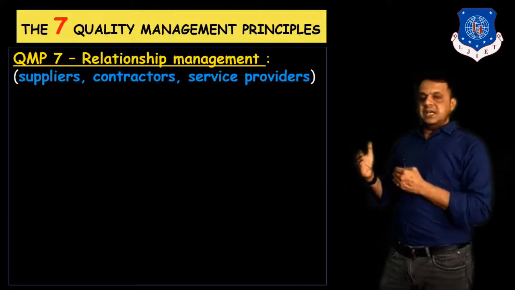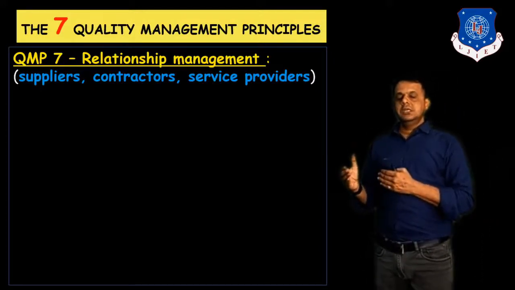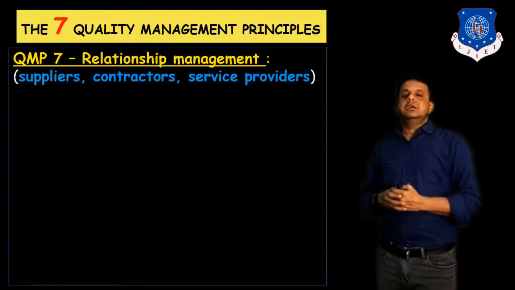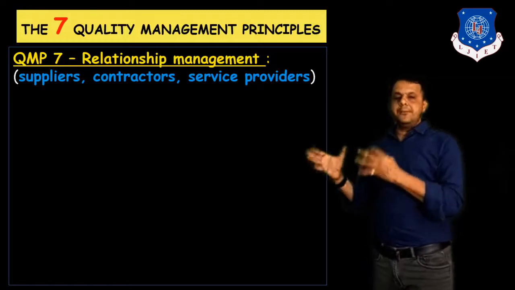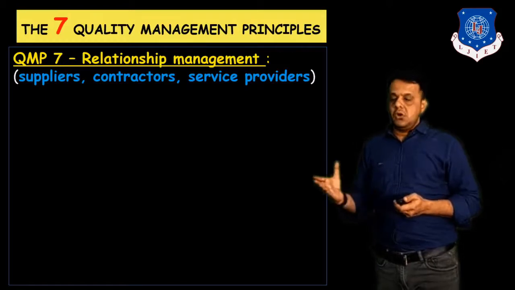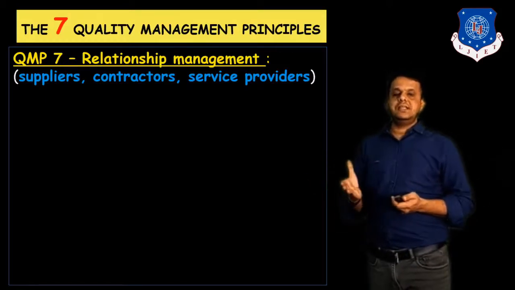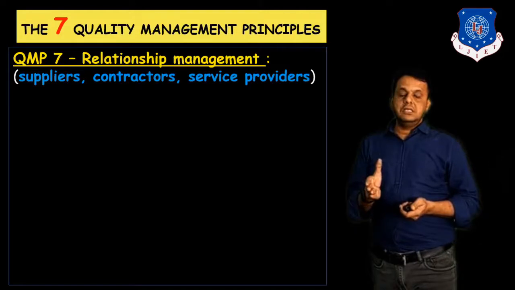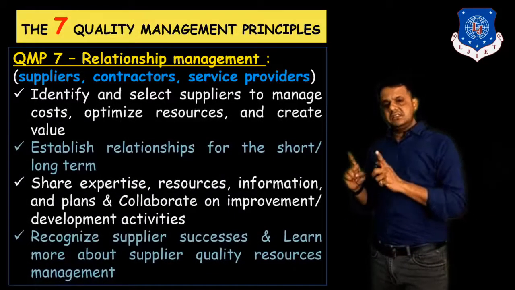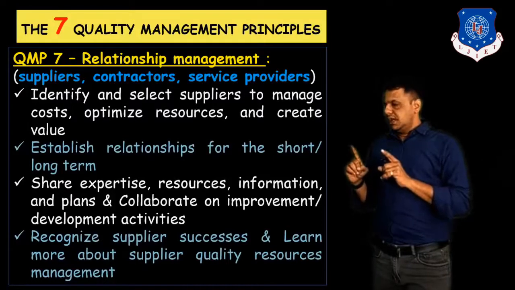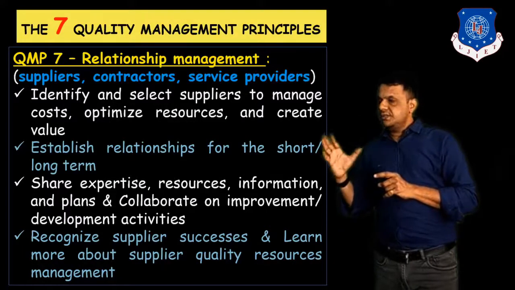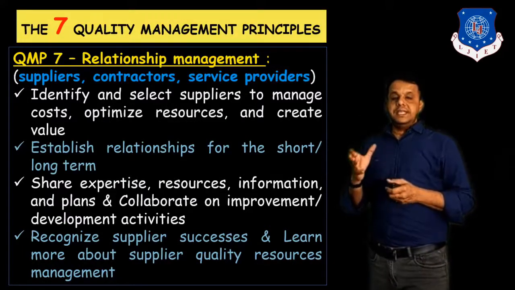So if we take the example of this car selling process, say you are taking tires from some company, for example Apple. So relationship is to be built up with all these stakeholders. Actually, they are your suppliers, but they are one of the parts of your stakeholders. Identify and select appropriate suppliers to manage cost, to manage optimization of the resources, and to create the values.